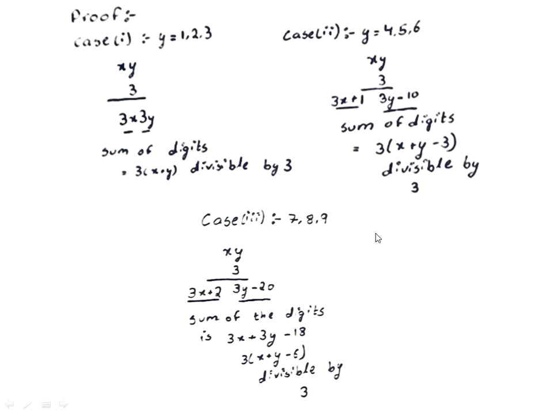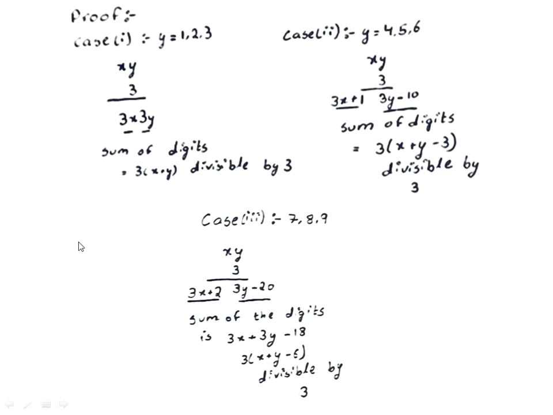Now this is the last time, this is the last case over here, where y equals 7, 8, 9. That's it, 7, 8, 9. Now the unit digit over here is 7, 8, 9. I am multiplying with that 3. Here the number is going to exceed 20, so I am taking 2 tens over there. That means I am subtracting 20 from the units digit, so the unit digit will be 3y minus 20, and the tens digit will be 3x plus 2. Again adding those two terms, I am going to get 3x plus 3y minus 18, which is again divisible by 3, so the criteria holds again.